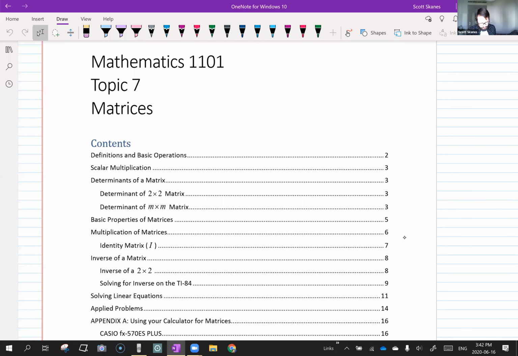So, topic 7, matrices. It's the summer, so what do you expect? Okay. I'm just going to bring up my other notes. I've made some quick notes for myself just to make sure that I only cover what's important.